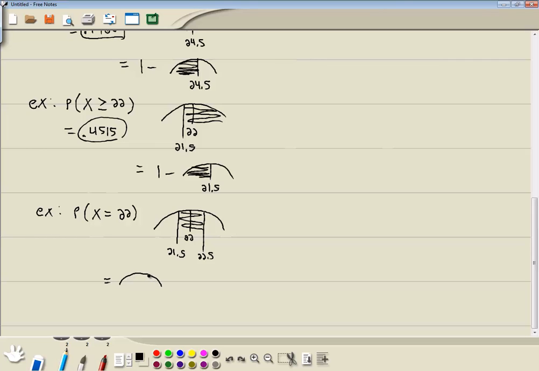Picture-wise, we start with our largest corrected x value, which is 22.5, shaded to the left, minus, and then we take our smallest one, which is 21.5, shaded to the left. Always of that same form. Largest one goes first, smallest one goes here, and it's that. Because if you think about it, if I look at the area to the left of 22.5, if I subtract off the area to the left of 21.5, that'll give me the area in the middle. So that's how we're going to plug it in.